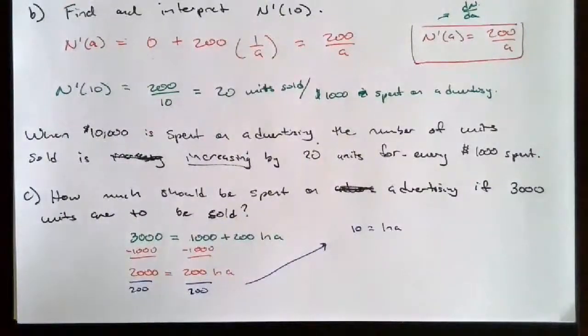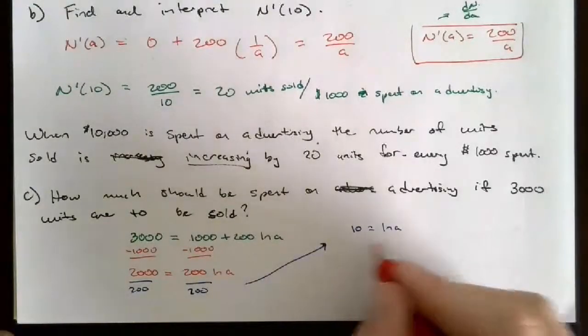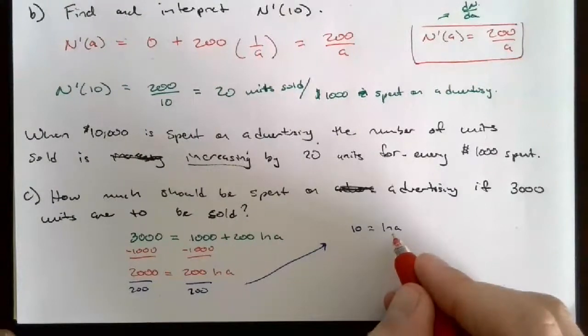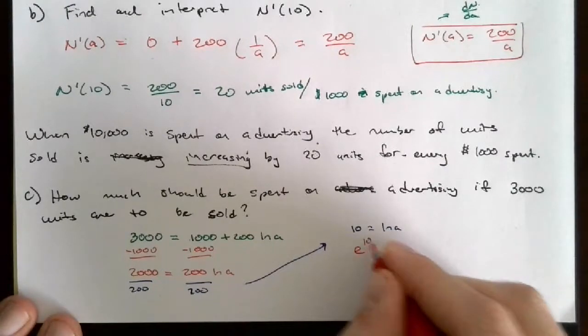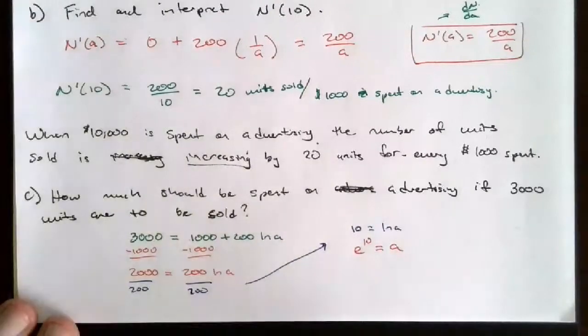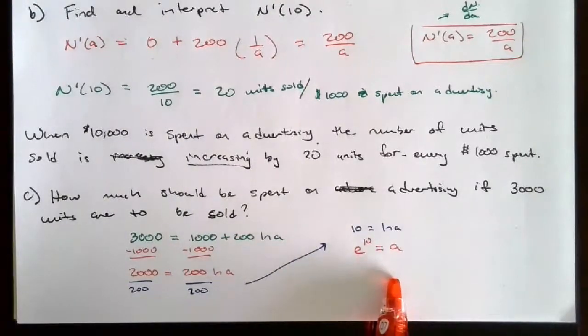And, well, how do you solve this log? Well, you really rewrite it as an exponential. You can exponentiate. Natural log of A is equal to 10. Natural log is base e, so it's saying e to the 10th power is equal to A. So e to the 10th power, the base is e, the exponent is 10, is equal to A. And so now we found it. Now let's approximate this. So e to the 10th power is the amount they should be spending. e to the 10th power, thousands of dollars.